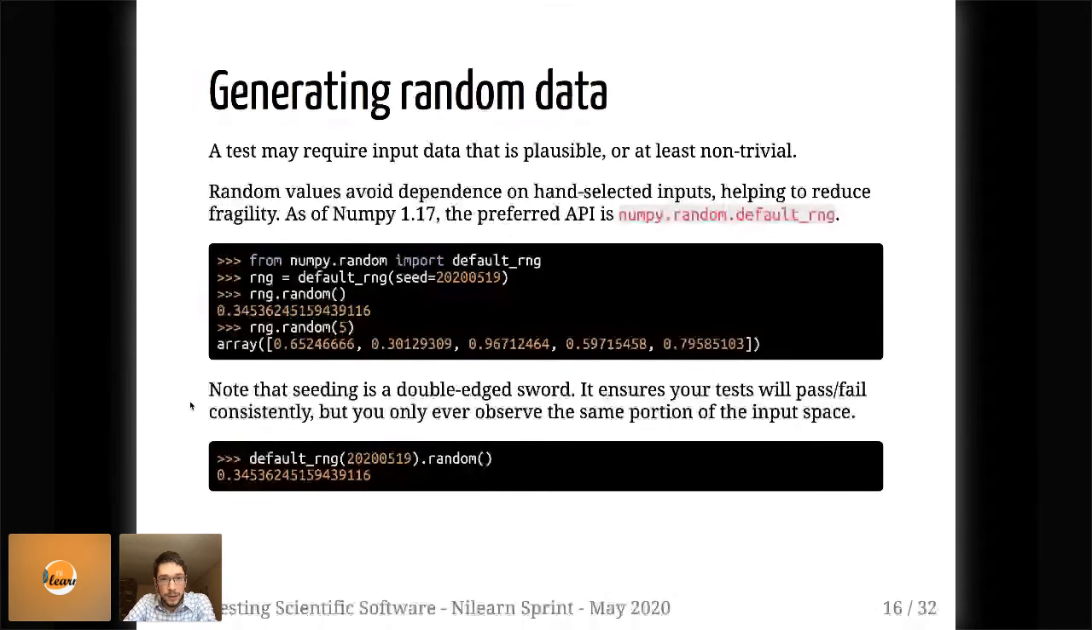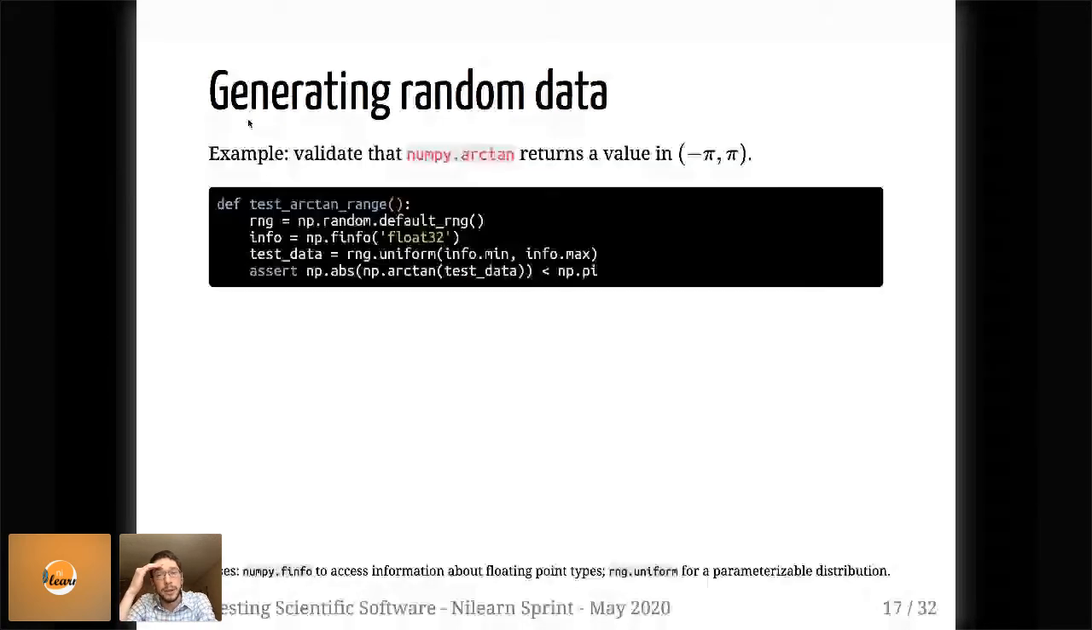Okay. So now if you want to generate random data, here's an example where I may just want to check that for any value I pass to my function, in this case an arctan, it's always going to fall within minus pi to pi. So I'm going to create my random number generator, and this finfo just gives me information about float32s that lets me say I want a uniform random number between the minimum possible float32 and the maximum possible float32. Then I'm just going to check that the absolute value is less than pi.